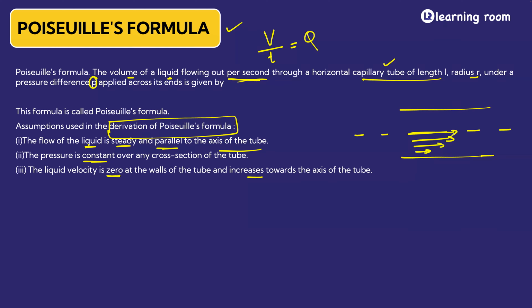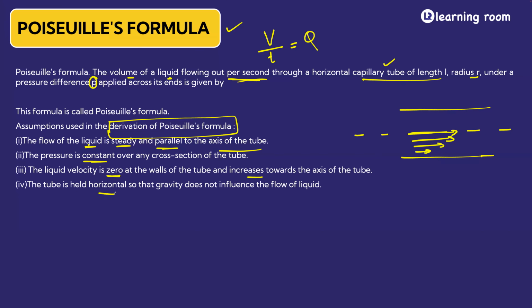It keeps on going like this. That is what they have mentioned. So these are all the assumptions that are kept in mind. Okay. So there are 5 points actually. The next one is, the tube is held horizontal so that the effect of gravity is zero.